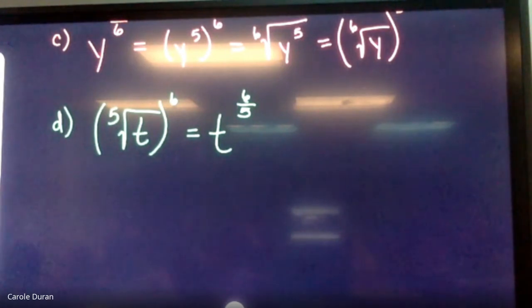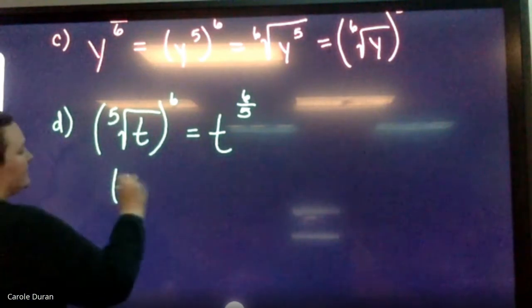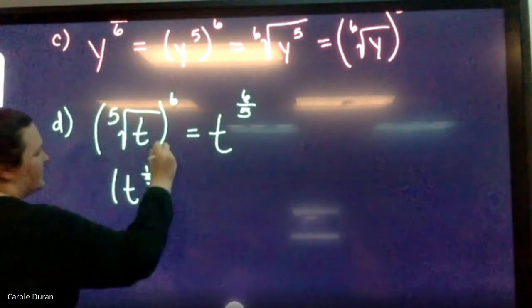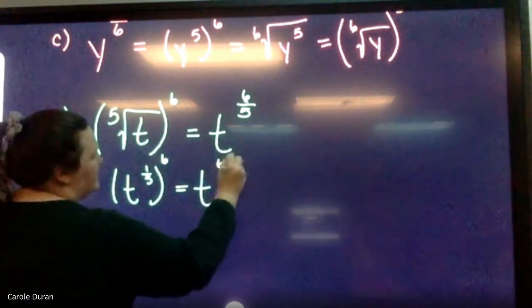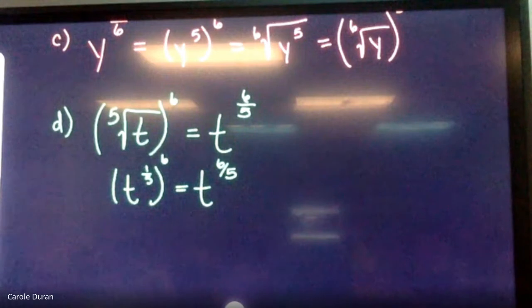You also could have separated this if you didn't see this connection right away, and you could have rewritten this as t to the 1/5 to the 6th power, and again, they multiply, so it still comes out to be t to the 6/5. It's whatever connection you see is fine with me. Questions, concerns, or issues with that one? Let's do another one.